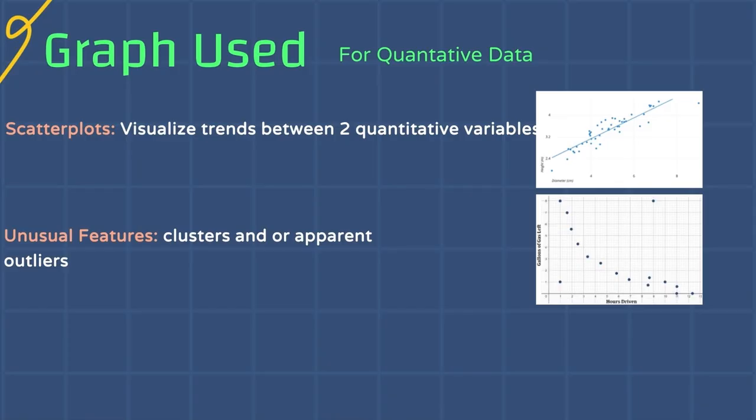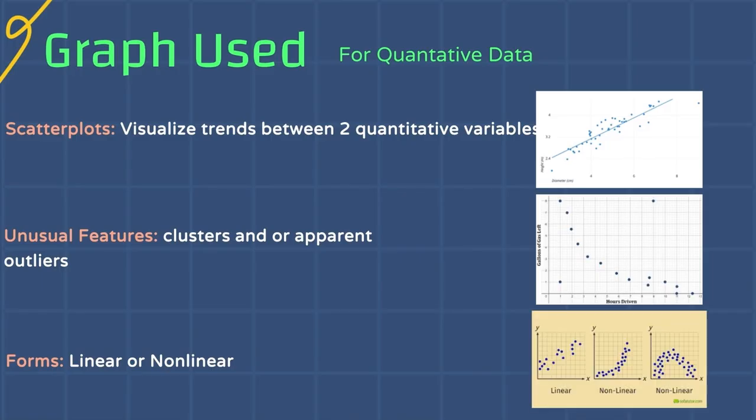Forms are either linear or nonlinear. So look at the graph. It's either linear, or no matter what type of other pattern it is, it's just nonlinear.